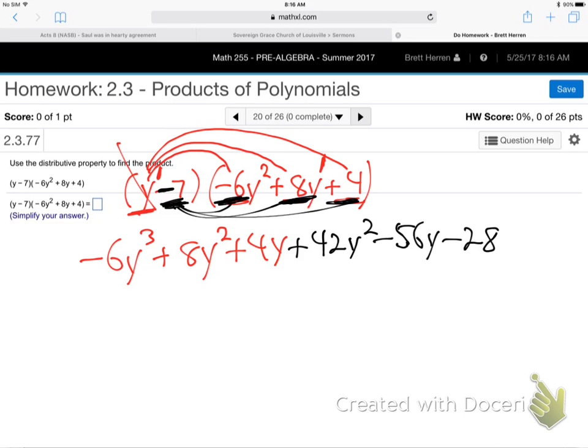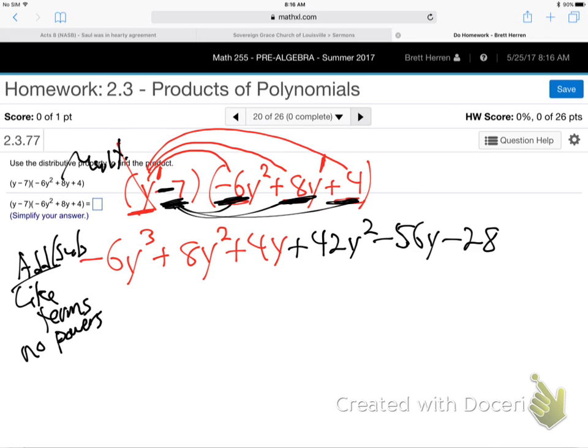Now the multiplying's over, right? No more parentheses. That was the multiplying step. Now I'm on the adding, subtracting, which means a whole different set of rules. What rules? Not everything, but only like terms. Like terms and no powers. You don't mess with powers. For adding, subtracting, it's real picky. Only like terms, not everything. And we don't mess with powers.